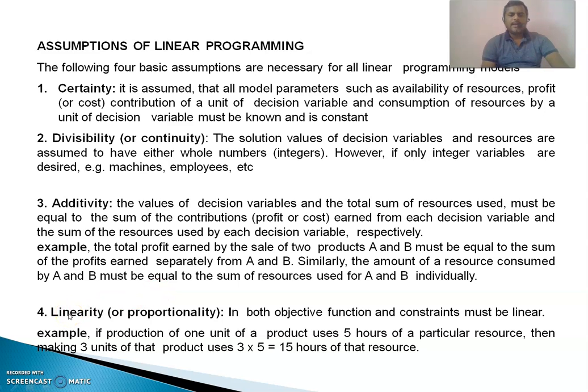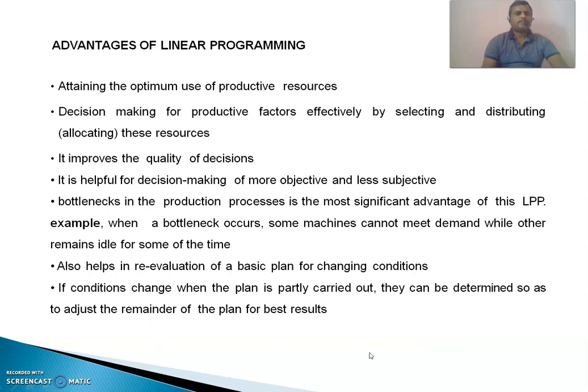Fourth one is linearity or proportionality between the objective function and constraints. Each and every condition will get satisfied. Here I have mentioned an example for this. Suppose production of one unit of a product uses 5 hours of a particular resource, then making 3 units of that product uses 3 into 5, that is equal to 15 hours of that resource.